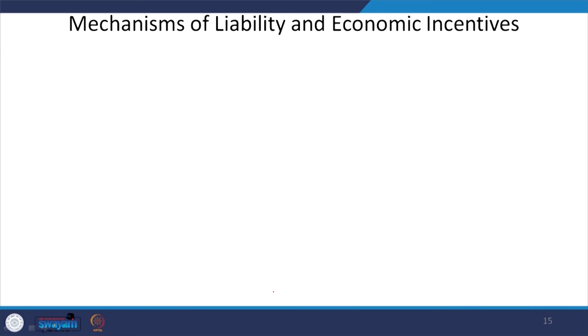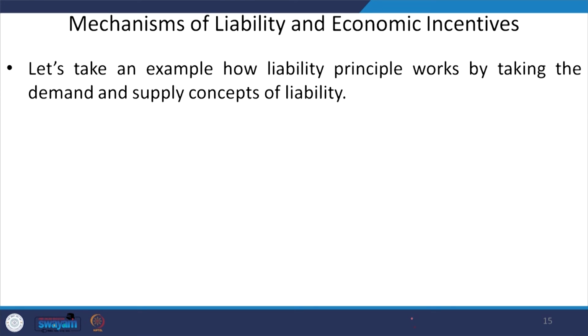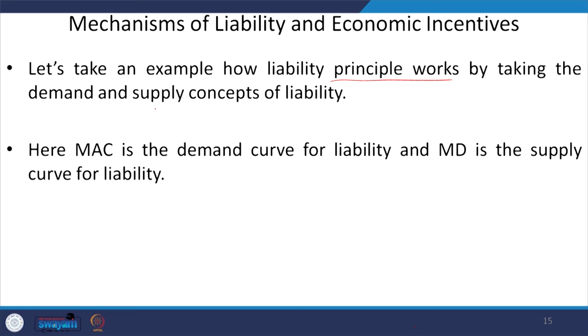So, this is the basic understanding of liability: if your action is creating any kind of damages, then obviously you are responsible and you need to compensate the victim. Now we need to understand what the mechanisms of liability are that lead to economic incentives. We can take this example of how the liability principle works, by taking into account the same demand and supply concepts of liability.